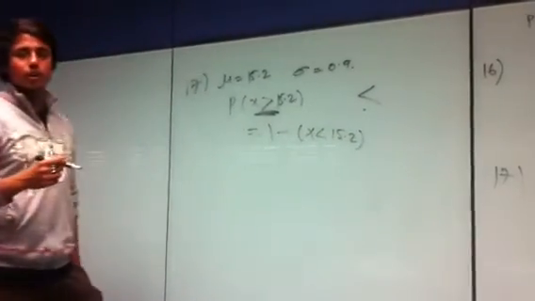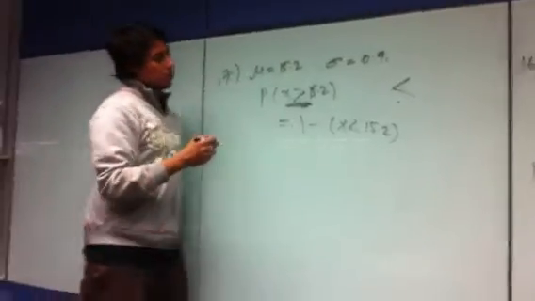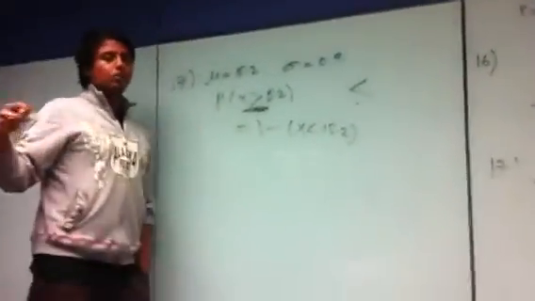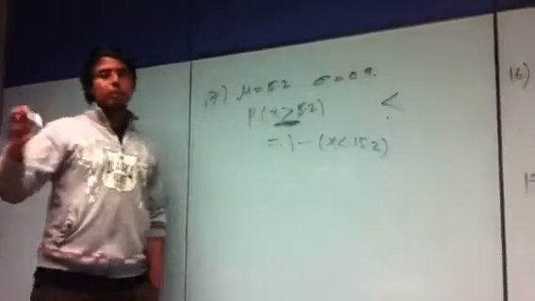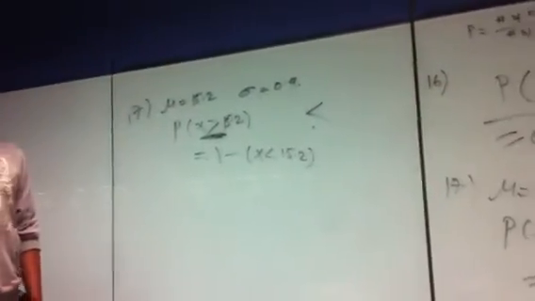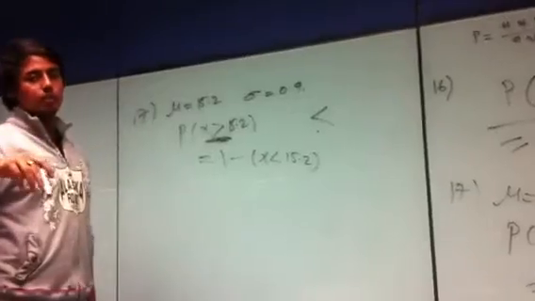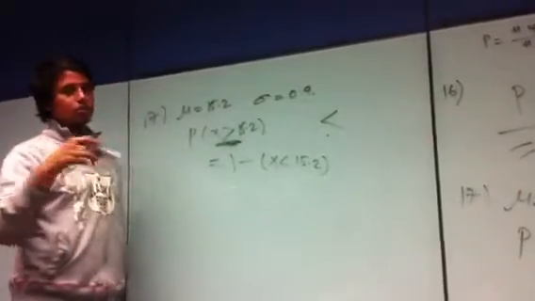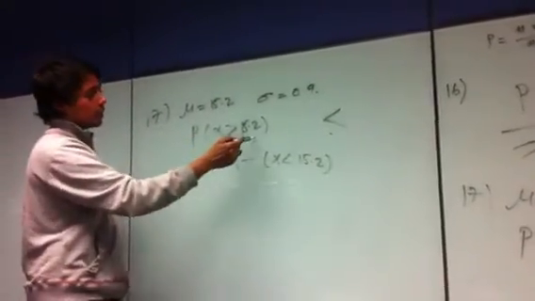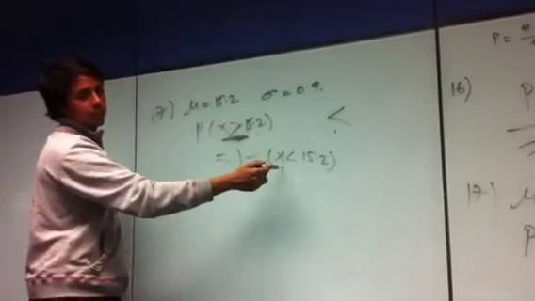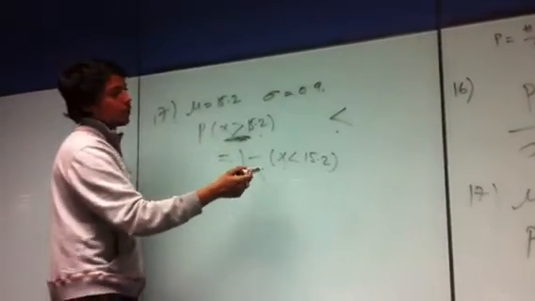You understand this? Say that again one more time. If there is a greater than sign on a question, if it asks you to find the probability of something greater than x, you have to change it to less than x. And to change, you do 1 minus.